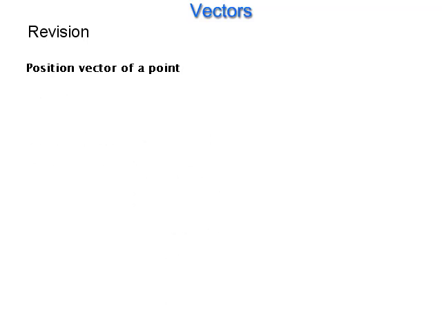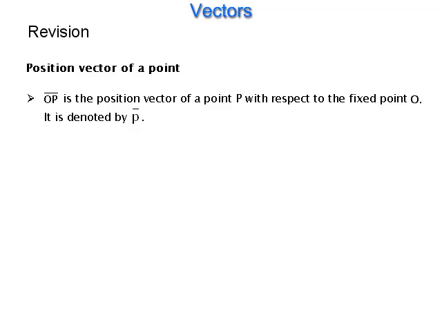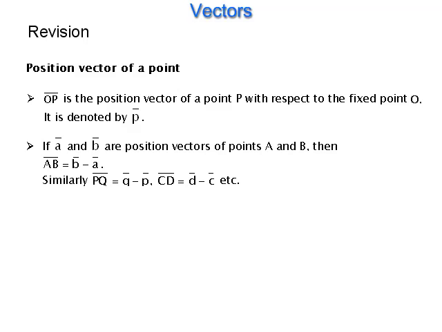Position vector of a point. Let O be a fixed point and P be any point. Then the vector OP bar is called the position vector of the point P with respect to the fixed point O. This is generally denoted by P bar. If A bar and B bar be the position vectors of A and B with respect to fixed point O respectively, then AB bar equals B bar minus A bar. Similarly, PQ bar equals Q bar minus P bar, CD bar equals D bar minus C bar, etc.